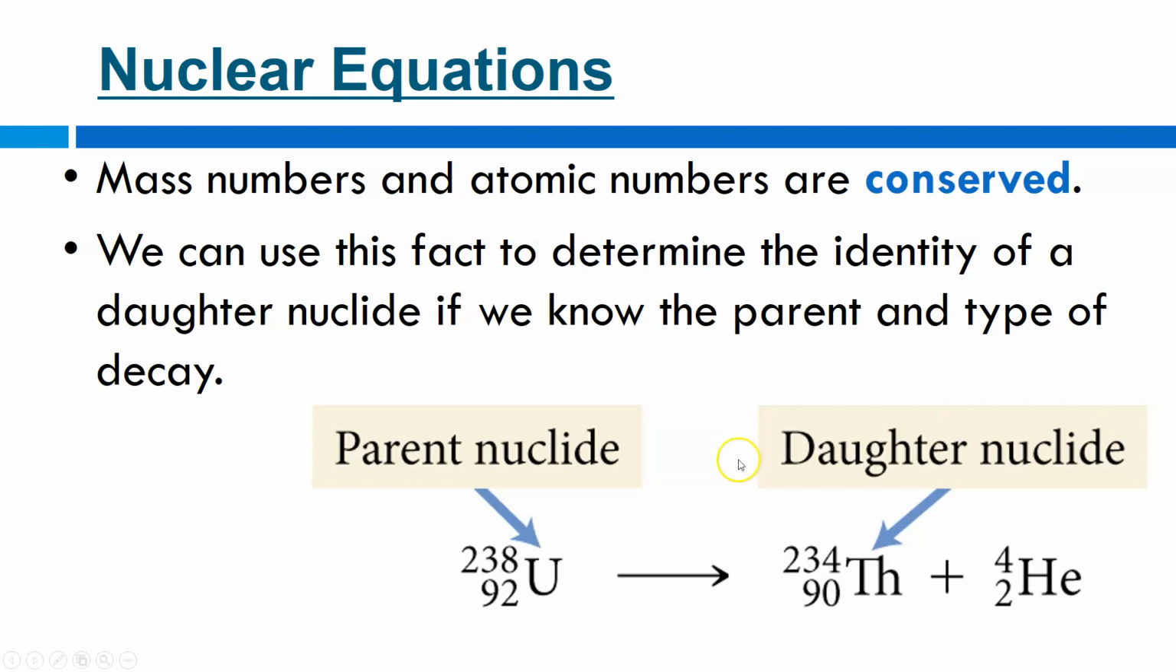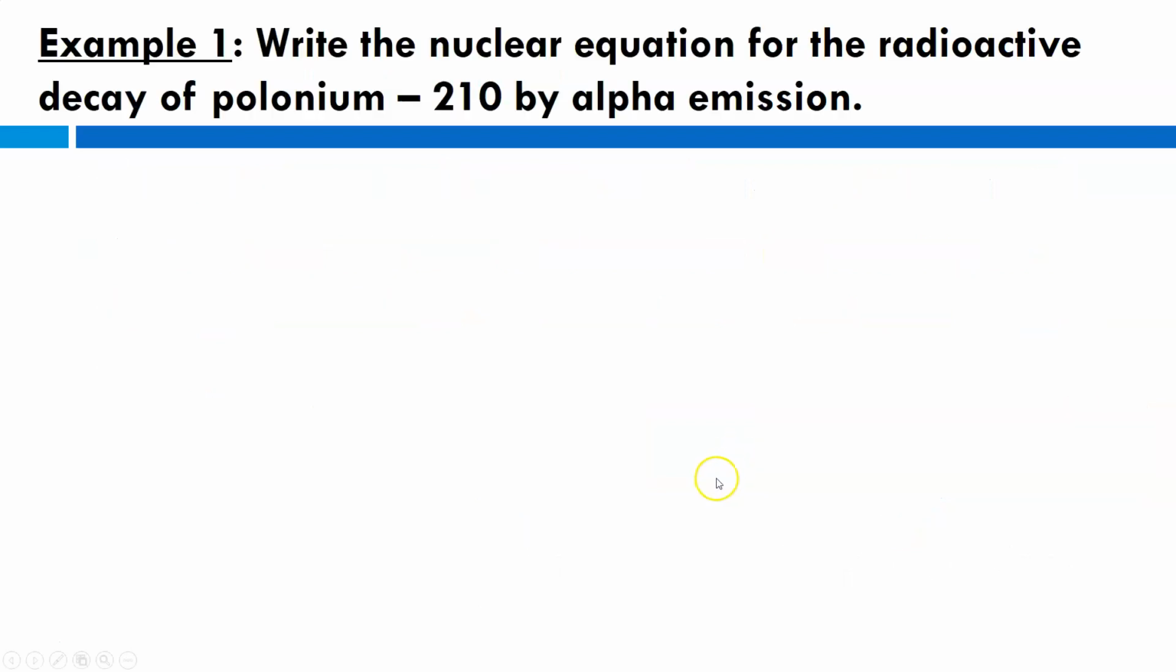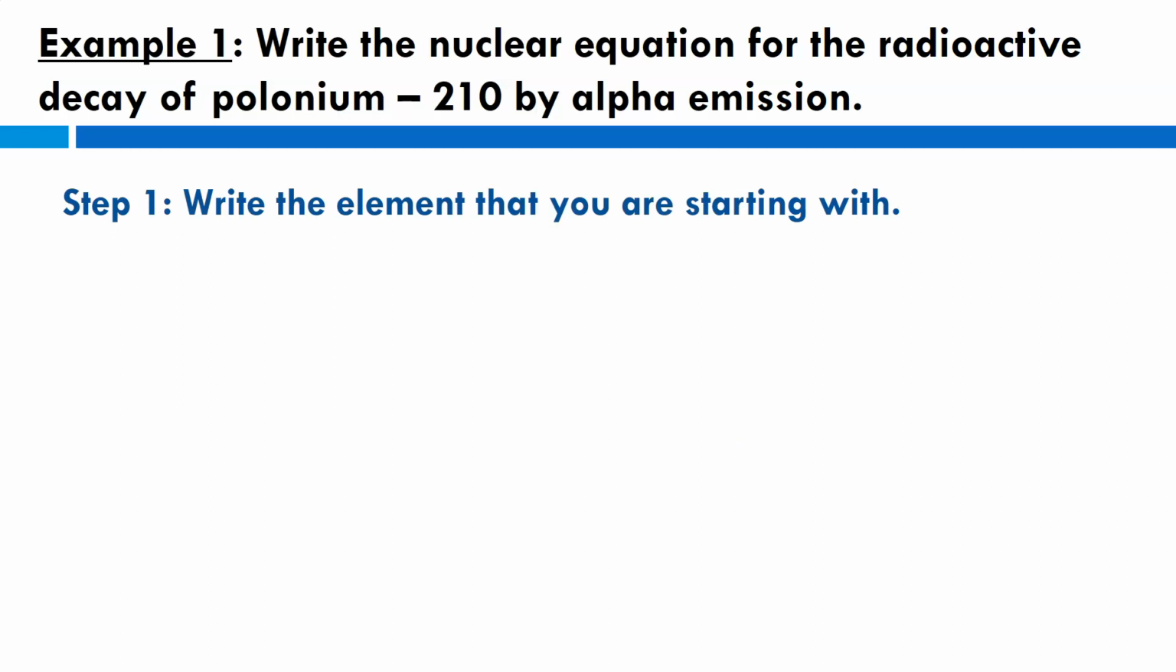So let's look at some examples. Write the nuclear equation for the radioactive decay of polonium-210 by alpha emission. So step 1, you're going to write the element that you're starting with. Remember that we're going to put the atomic number on the bottom and the mass number on the top. They told you it was polonium, so you look at your periodic table, you find polonium, and that tells you you have 84 protons. The 210 came from the problem up here.